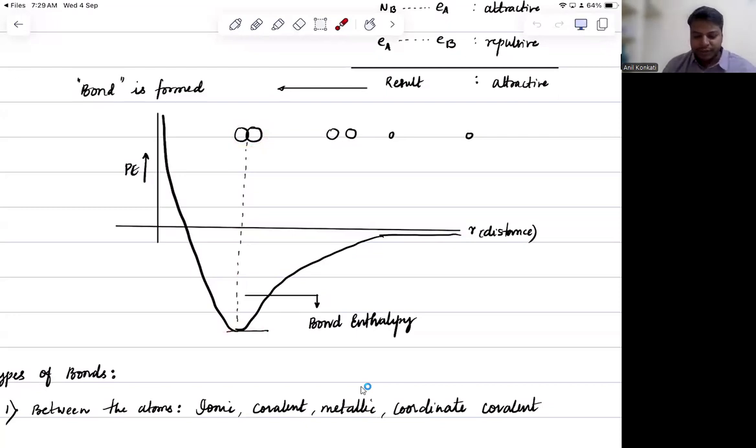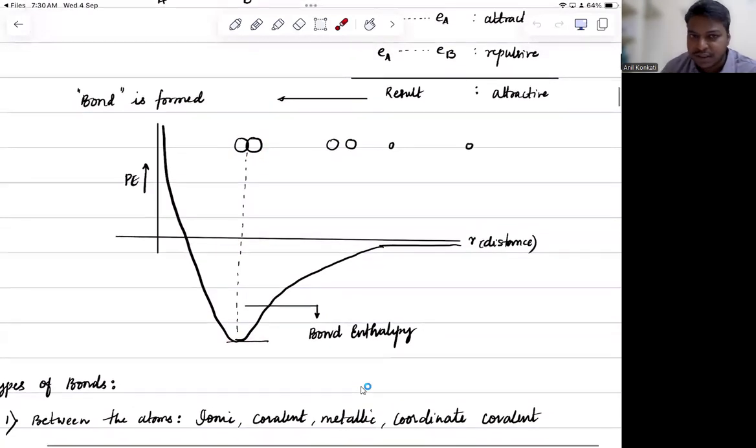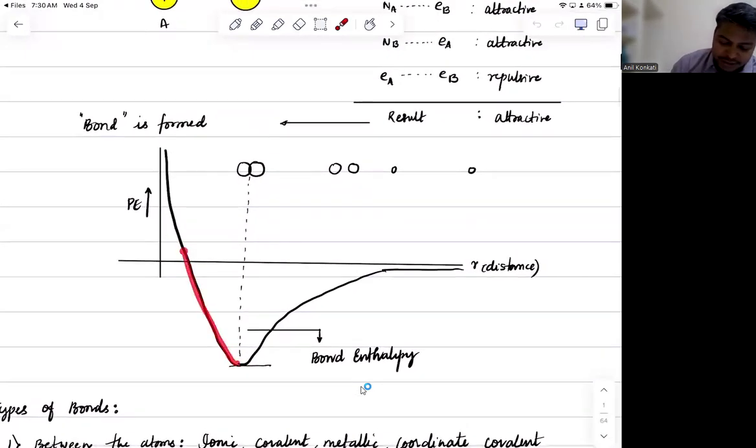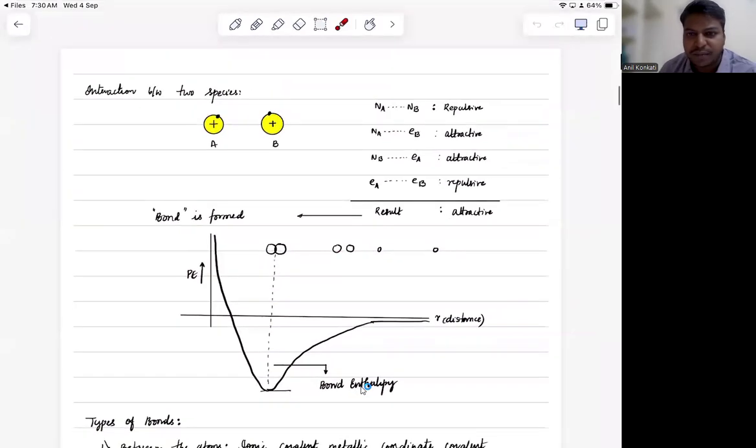So between these atoms, how much is the bond formed? That is the bond enthalpy. If you try to decrease the distance further, the repulsive forces will dominate and the potential energy suddenly rises into the positive scale. This is a typical scenario in bond formation.